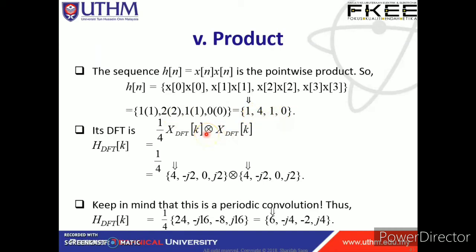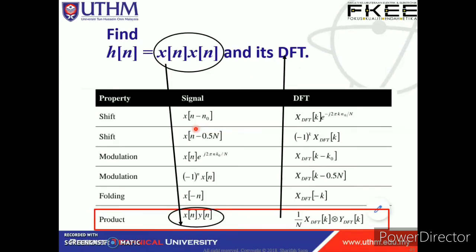And how about the DFT? How can we find the DFT? We need to refer to the properties table of DFT, since we need to find the value of the product xn with xn. So for the yn here, we will change to xn, so this y DFT k is changed to x DFT k. This is the equation to find the DFT value of H DFT k. This is the symbol of periodic convolution.